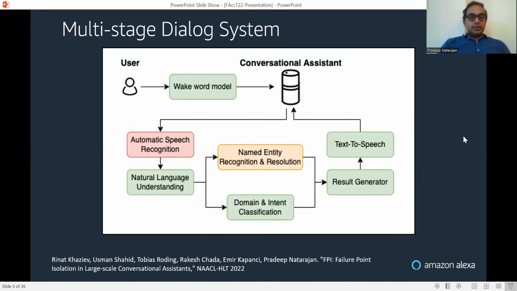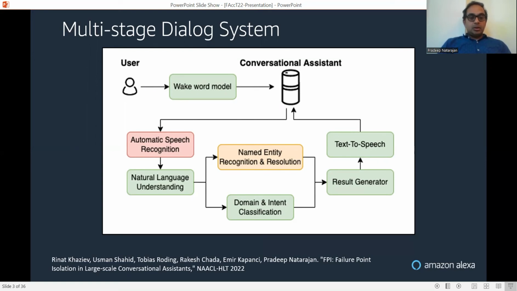So if you look at the sequence of modules that are invoked when you go and talk to your Alexa device, say you say something like, Alexa, play Bad by Michael Jackson. What happens is there is a wake word model running on device that's listening for the word Alexa. And as soon as that model triggers, it captures the audio and invokes the conversational assistant. The conversational assistant then calls the automatic speech recognition system that converts the audio stream to text.